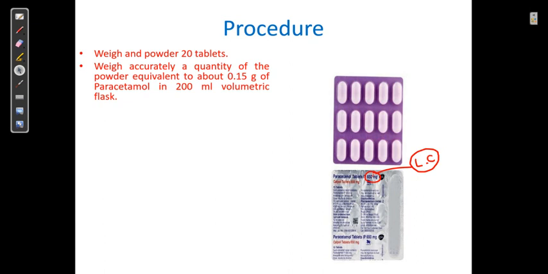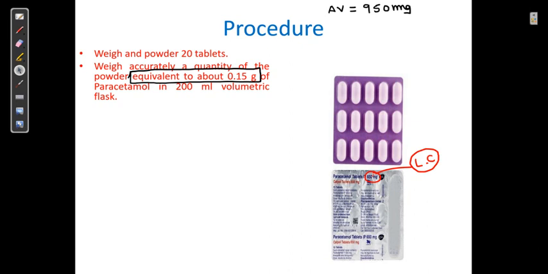This is an important term for us: equivalent. So what is that? Equivalent to about 0.15 gram of paracetamol in a 200 ml volumetric flask. Now to calculate the amount of powder required, what we need is the average weight. Suppose I have taken the average weight of a tablet as 950 milligram.